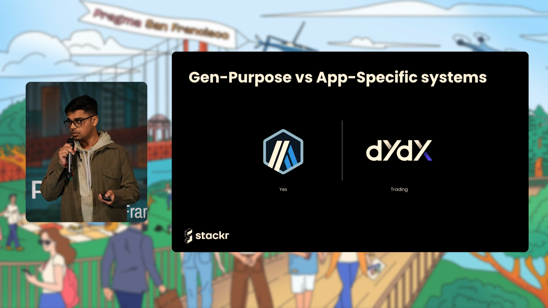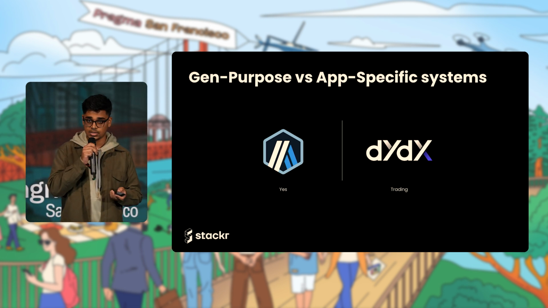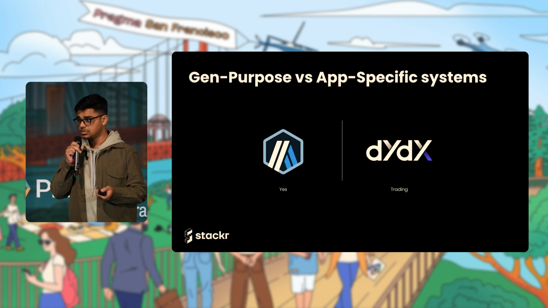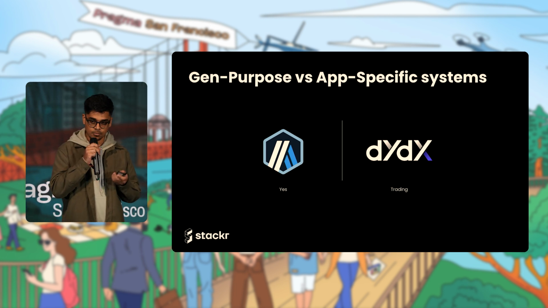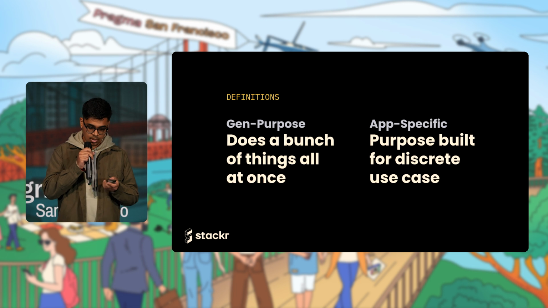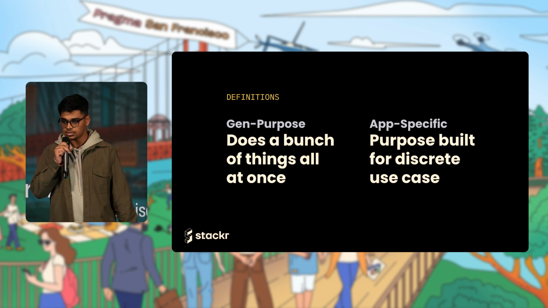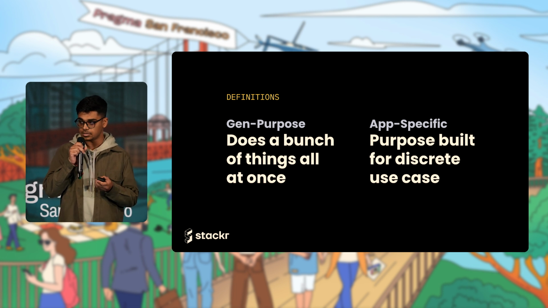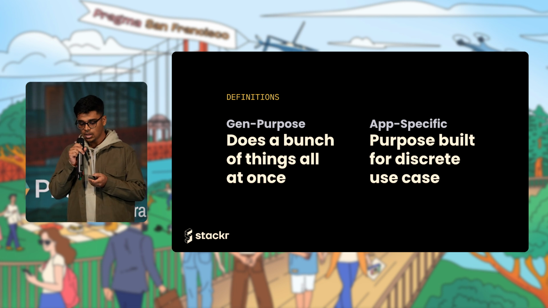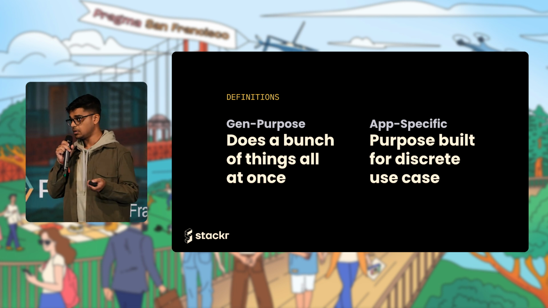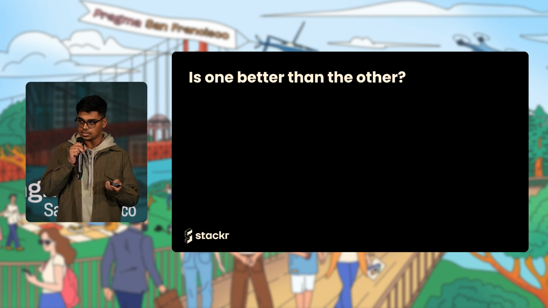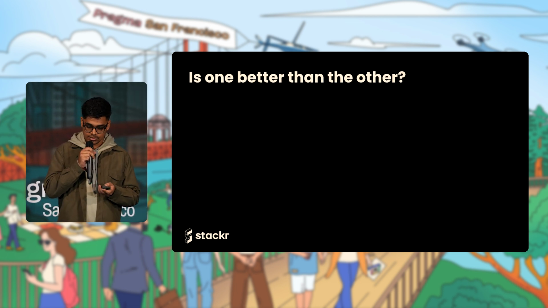And then a more crypto native, or Web3, example would be Arbitrum versus dYdX. Arbitrum is more of a general purpose chain. You can deploy any kind of application on it, whereas dYdX is a more closed system which has been optimized pretty well for trading. So again, coming to the definition, general purpose does a bunch of things all at once, whereas app-specific systems are purpose-built for very discrete use cases. Sometimes app-specific can be loose, and sometimes very strict. Then you can split app-specific into domain-specific, which is going to come a little bit later. So is one better than the other? That's the question we are trying to answer. So let's talk about it one by one.